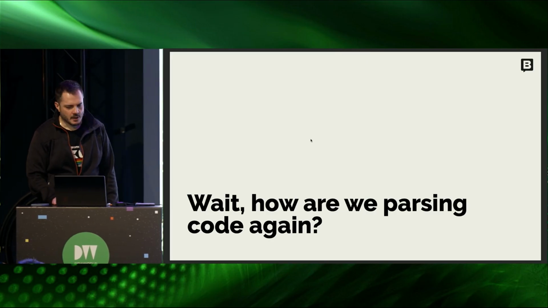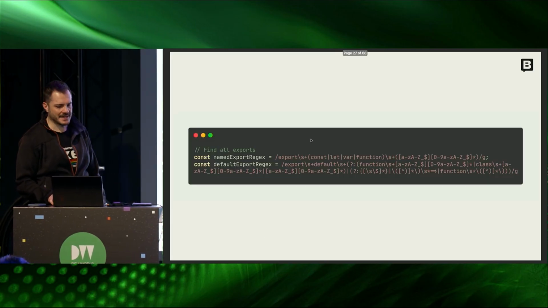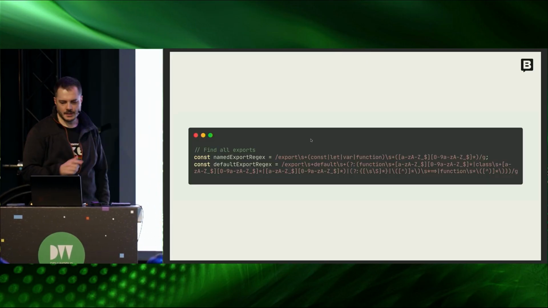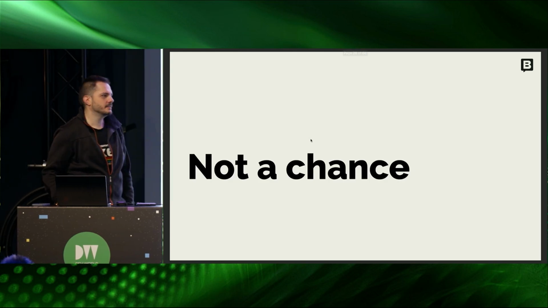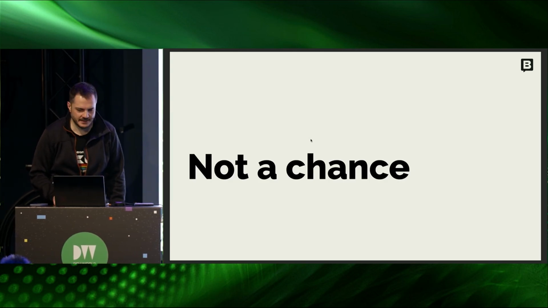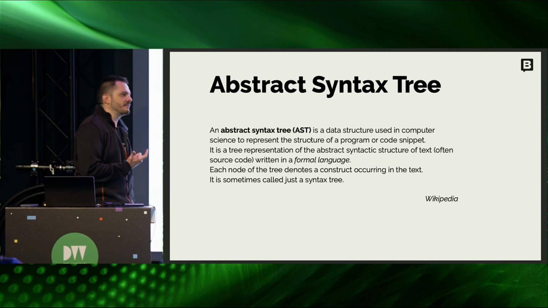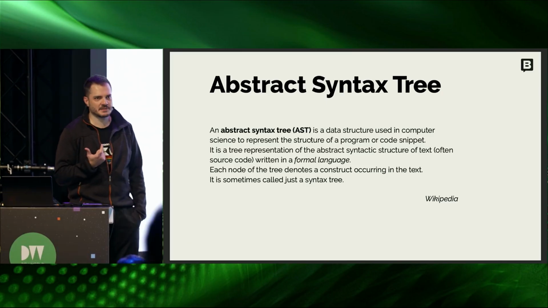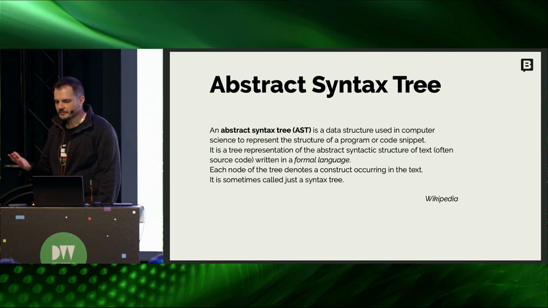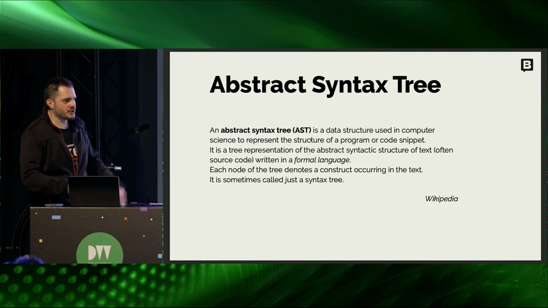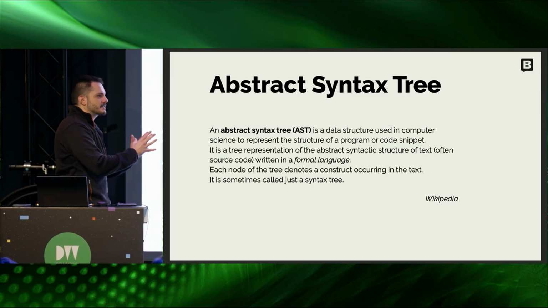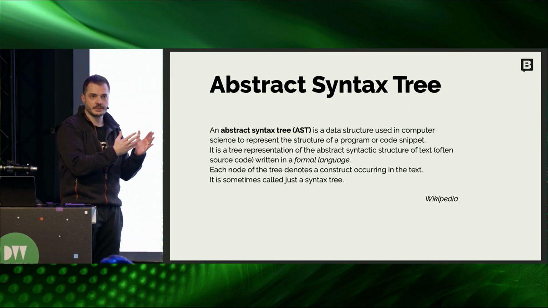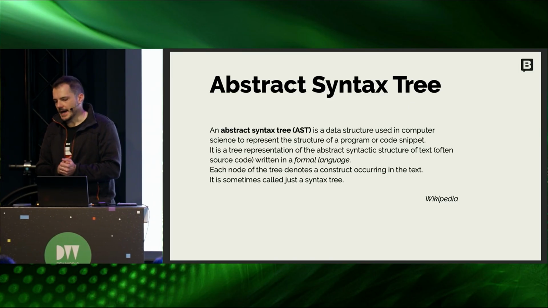Let's go back to how we are parsing code, because we are parsing code using regular expressions. But we cannot do that. This is not reliable, and for performance, this is bad. So modern bundlers use a concept called the abstract syntax tree. The AST is a structure that represents your text, your code, using nodes.